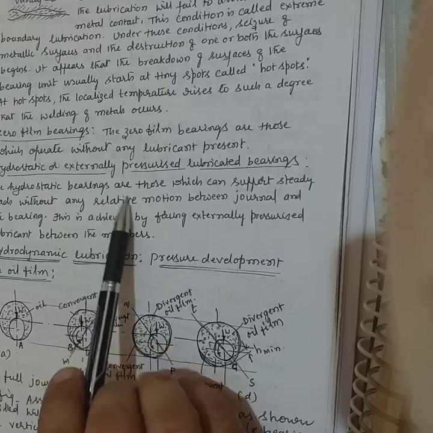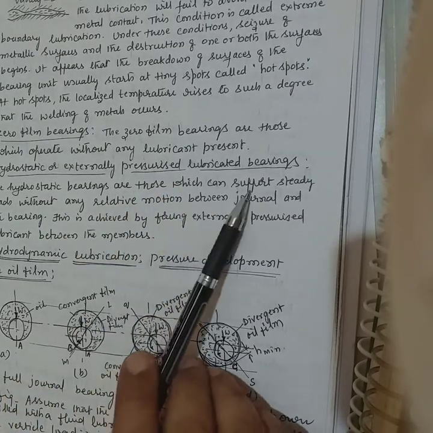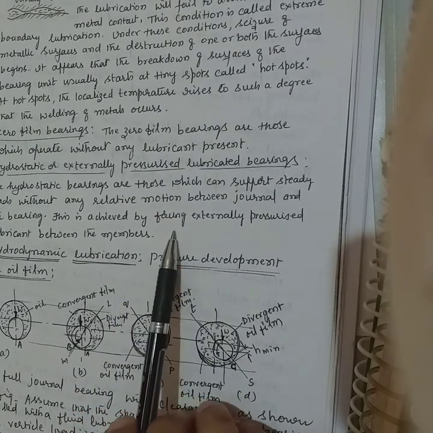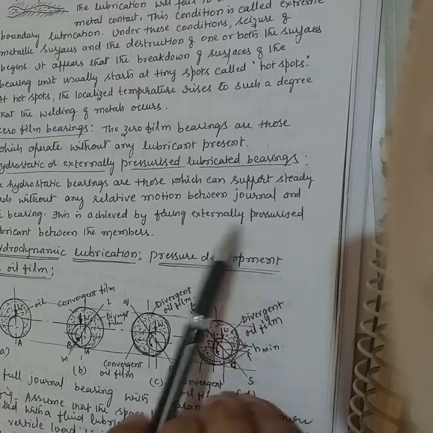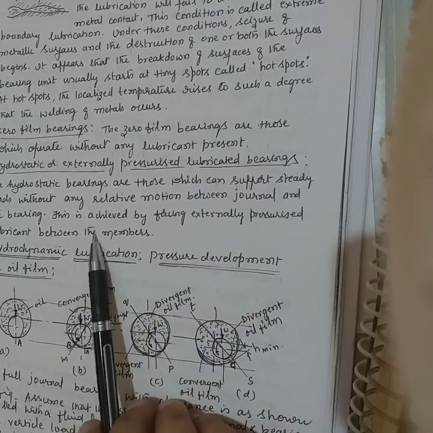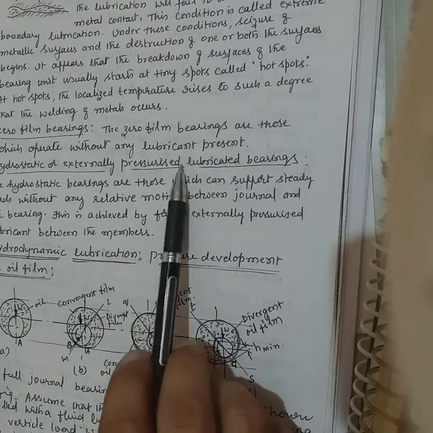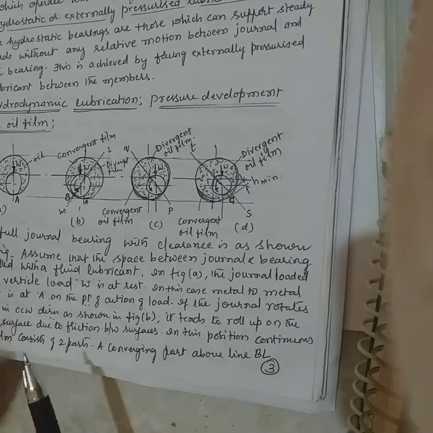Next comes externally pressurized lubricated bearings. Hydrostatic bearings are those which can support steady load, wherein the fluid will be forced from external equipment, that is, a pressurized fluid is forced between the journal and bearing. They are called hydrostatic or externally pressurized lubricated bearings.